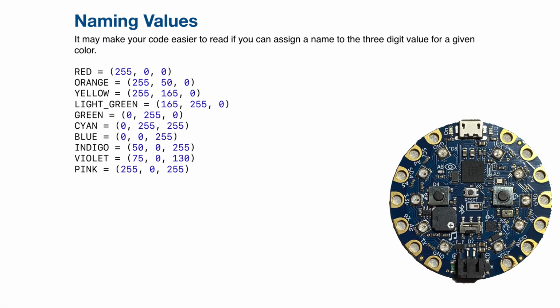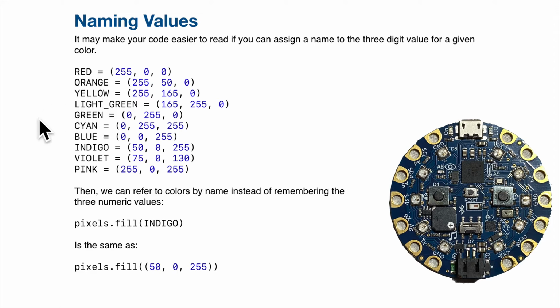Now our colors are 3 digits from 0 to 255, but having to remember a set of 3 numbers each time we want a particular color in our code is sort of tedious. One thing that we can do is set up a name for each of these colors, and if we do this at the start of our code, every time we refer to this named color, it refers to those 3 digits inside of parentheses.